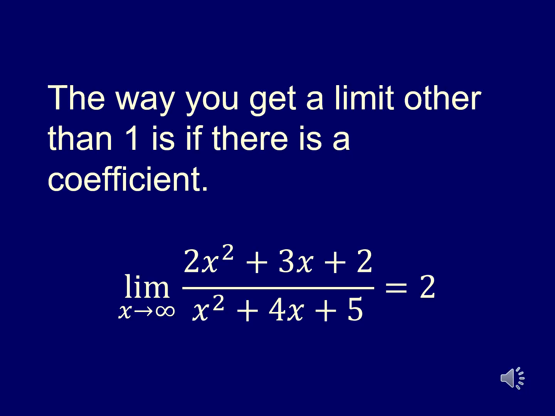Now, I said you could get a limit of some number, and I said it was usually 1, but it could be some other number. The way you get a number that's not 1 is you have a coefficient by the biggest exponent. So I have an example here where there's a 2x squared on top, and on this one, my limit's going to be 2.